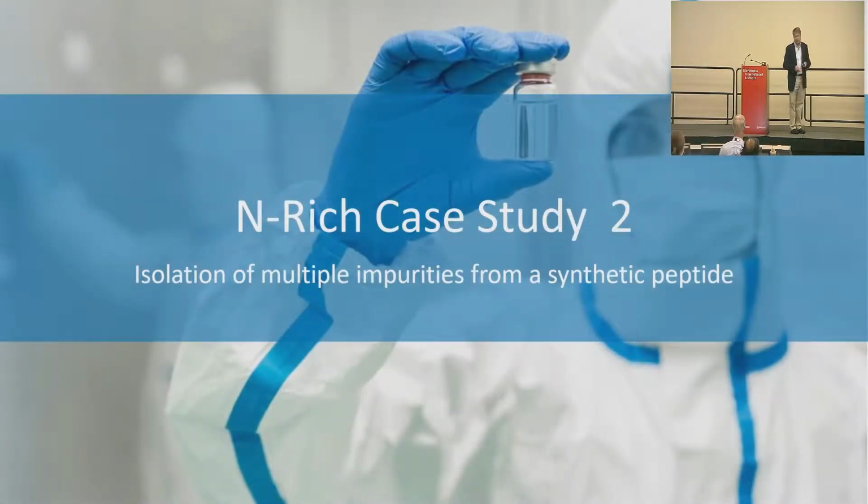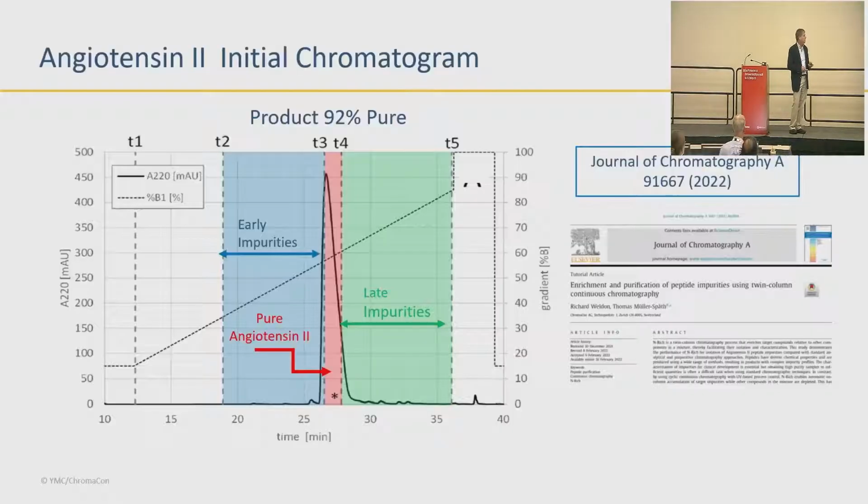Which leads us to our second case study. This is looking at multiple impurities out of the mess. This is the chromatogram. This work was published recently, February of this year. It's an angiotensin II. This is the component that they want, and quite honestly, it doesn't look that junky. 92% pure, so that's pretty good by most people's standards. Not everybody, but most people.